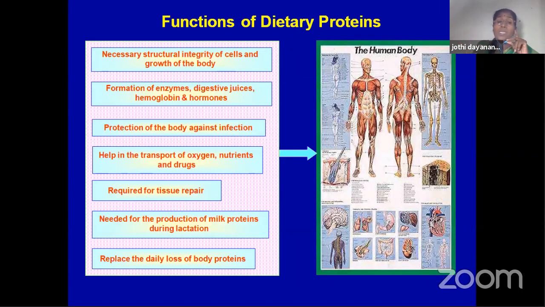So protein has to be taken with vitamin C so that the body absorbs it. Otherwise, it will leak out of your body. Protein is needed for the production of milk protein during lactation, so the postnatal lady requires that. And it helps in replacing the daily loss of body protein. So protein cannot be stored in the body.